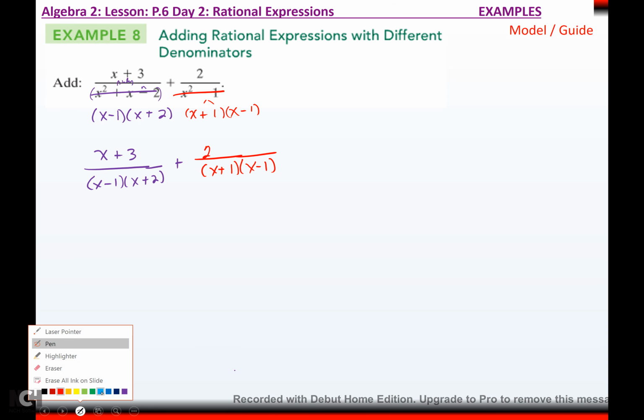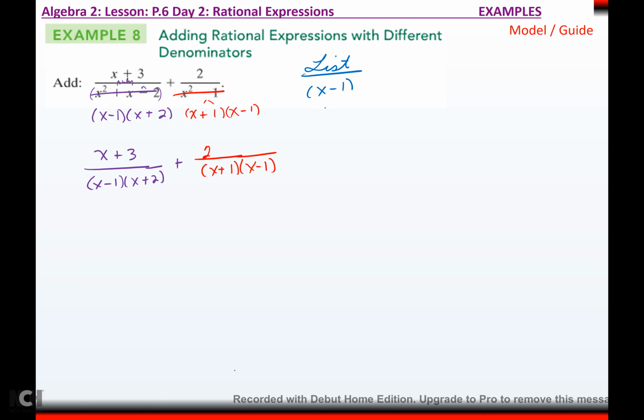So now that everything is factored, I can go ahead and make my list. In my first denominator, I see an x minus 1 and an x plus 2. That'll take care of this, and this. Okay? And the only other thing that won't be taken care of then is that x plus 1. So in my list, I also need to add an x plus 1. I've got everything colored and covered.